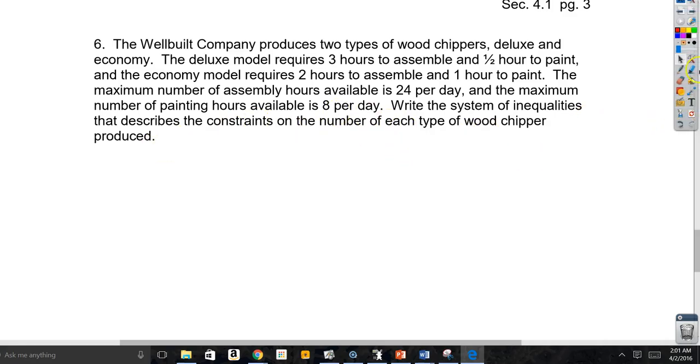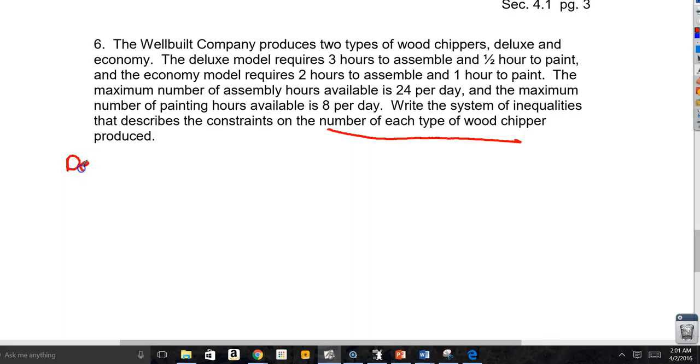And usually in the problem it will tell you what they're trying to find. And here it says the number of each type of wood chipper. So we're going to say that X equals the number of deluxe wood chippers. And Y is going to equal the number of economy wood chippers.